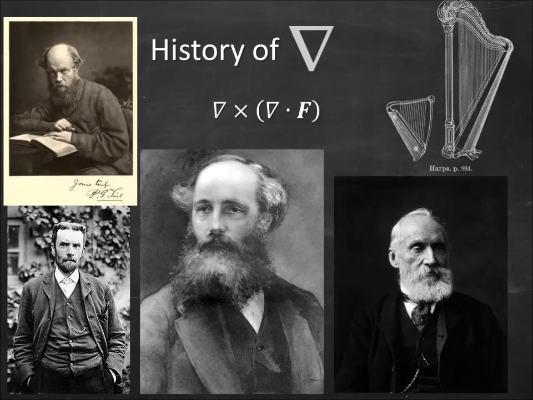The symbol was popularized in the mid to late 1800s by physicist Peter Tate, shown on the top left, and was utilized heavily in vector analysis as well as the study of electromagnetics. Other people who were instrumental in the popularization of the del symbol include William Thomson, shown in the middle, Oliver Heaviside on the left, and of course James Maxwell on the right.